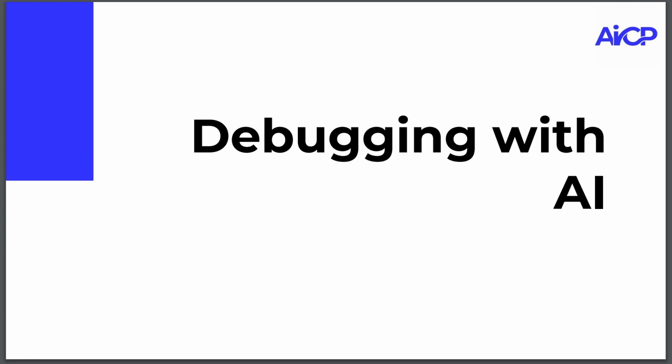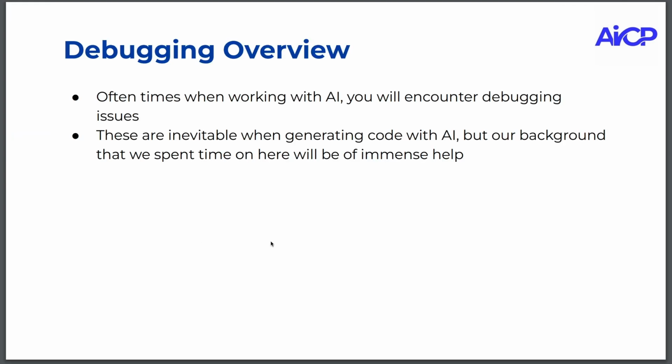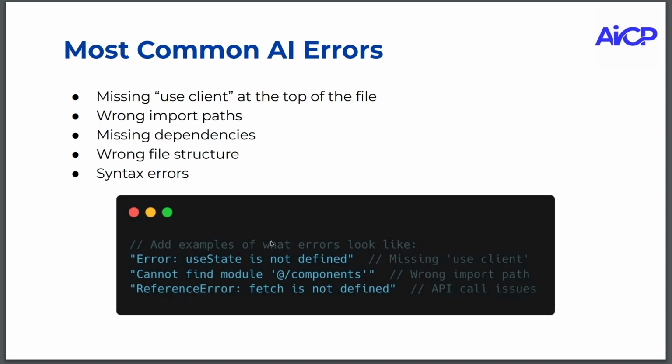Now let's go over debugging with AI, since you already have all of the fundamentals down and how an AI app is being structured and how to understand the code that the AI is generating for you. So moving on here, oftentimes when working with AI, you will encounter debugging issues. And these are inevitable when generating code with AI, but our background that we spent time on here will be of immense help. So before I dive into the typical workflow, let's first go over some of the most common AI errors you'll typically see.